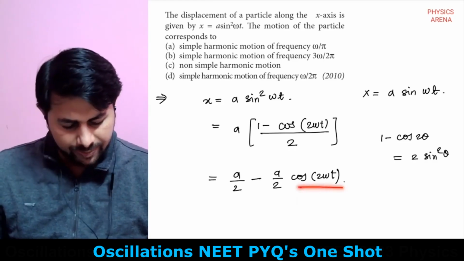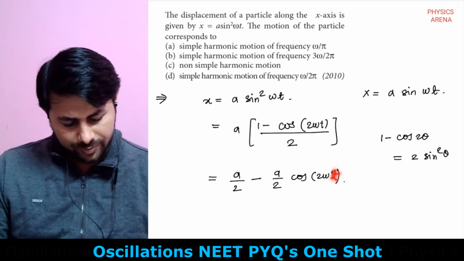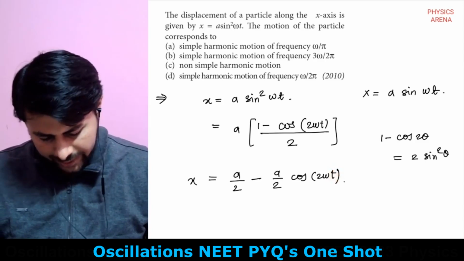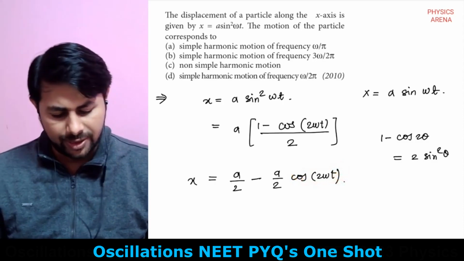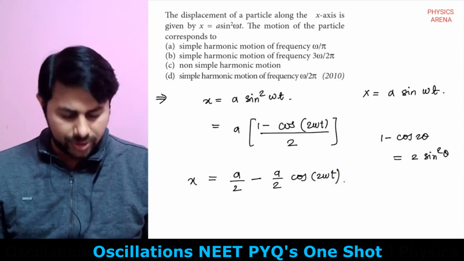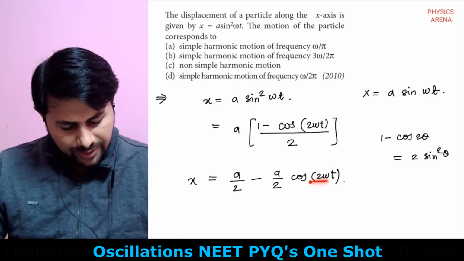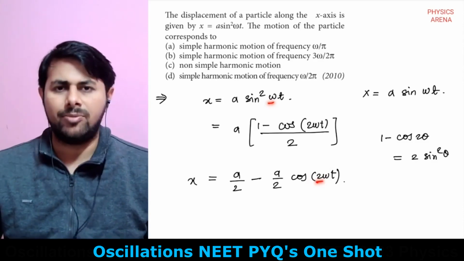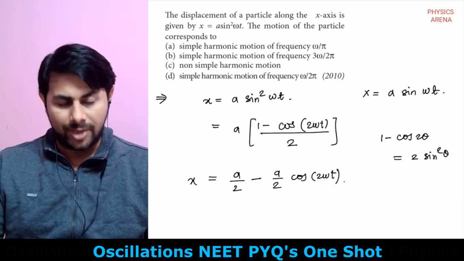Now, is it simple harmonic motion or not? When t is equal to 0, what do you get? X is also 0, I guess. T is 0, cos 0 is 1, then a by 2 minus a by 2 is 0. So this is simple harmonic motion about x equal to 0 only, right? But the angular frequency is not omega, it is 2 times omega.